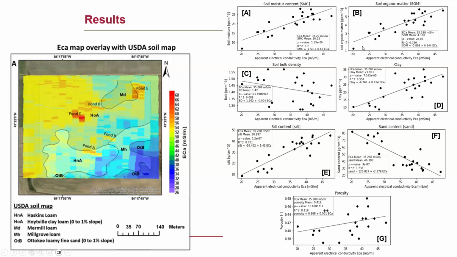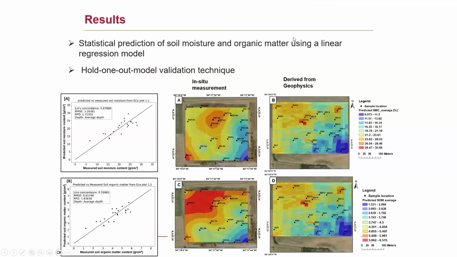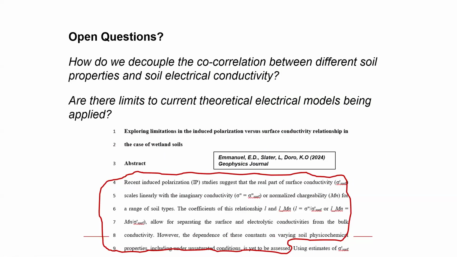Now, one of the things I didn't show you is that apparent electrical conductivity is showing correlation with soil moisture and at the same time with organic matter. But the soil scientist knows that there is a co-correlation between the moisture content and organic matter. That means, is there a way we can decouple the effect of this? So what my student and I set up to investigate was how we can decouple this co-correlation of organic matter and soil moisture, and really assess their effect on the electrical conductivity of the soil.